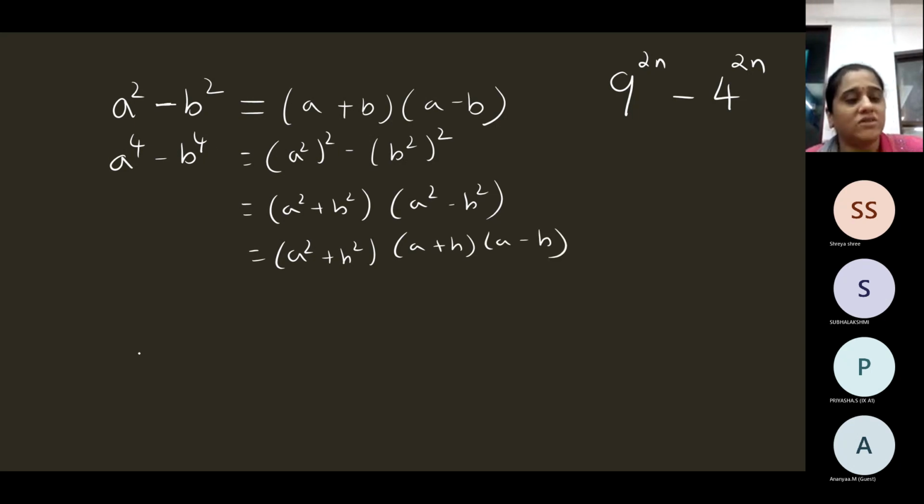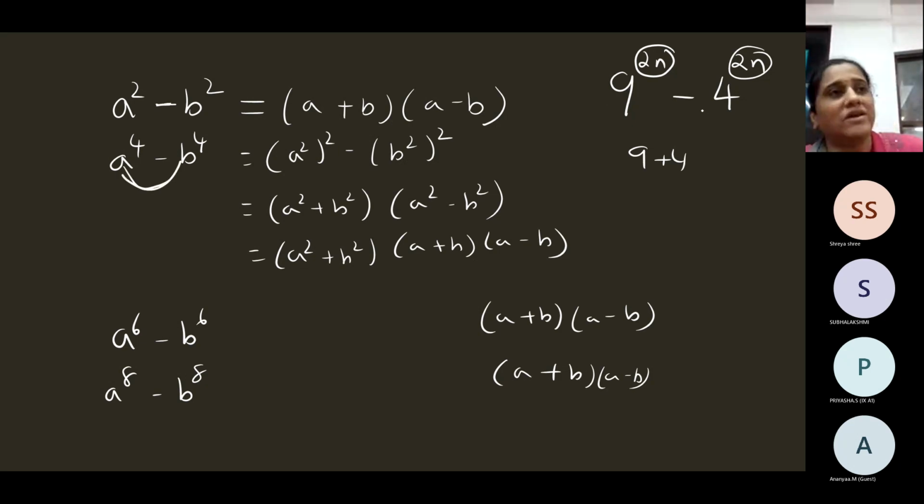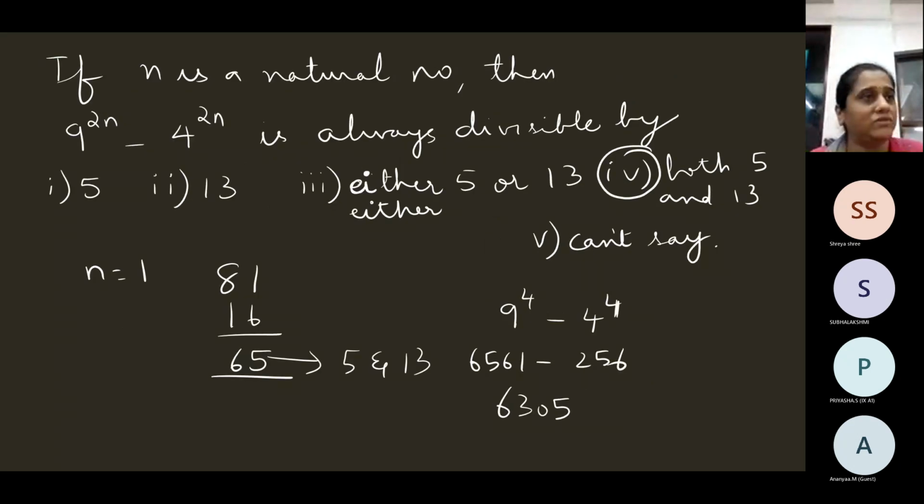So when the power is 4, similarly when the power is 6 or 8 or 10 or 12, you will always see that a plus b and a minus b are factors. Are you following? So that means for 9 to the power of an even number minus 4 to the power of the same even number, what are the bases here? 9 and 4. So 9 plus 4 and 9 minus 4 will always be factors. 9 plus 4 is 13, 9 minus 4 is 5. So it will be divisible by both 5 and 13.